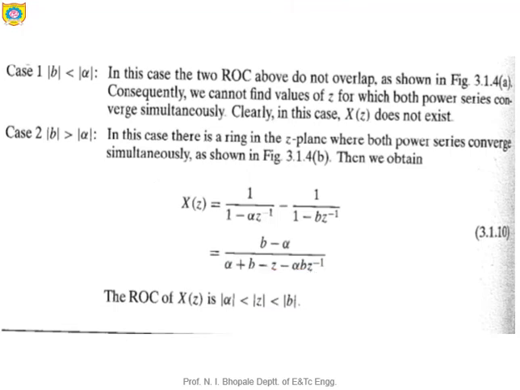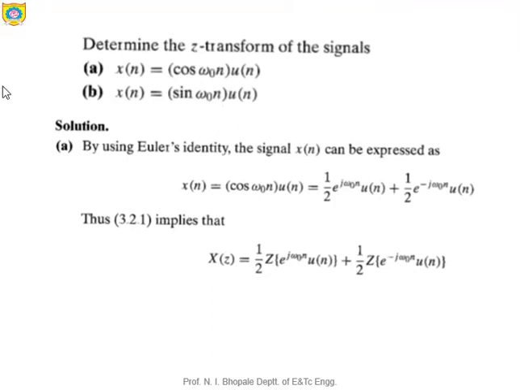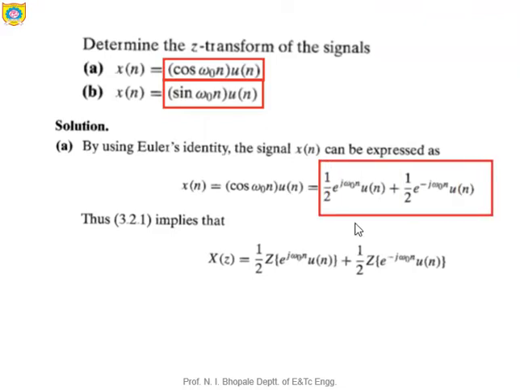Now let's proceed to the next slide. In this next slide we get the flavor of a cosine term multiplied with u of n, and how to get the Z transform for cosine multiplied by u of n. That can be easily obtained with the help of Euler's identity.